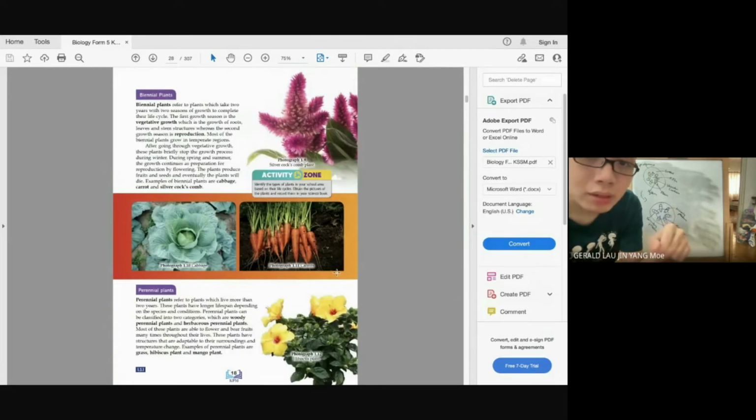Biennial means it will take 2 years. The first year is vegetative growth, that means growth of roots, leaves, and stem structure. The second growth season is reproduction. Examples are silvercock, scone plant, cabbage, and carrots. Perennial means a lot of years, more than 2 years. It will just continue to grow. Examples are hibiscus, mango, and grass.